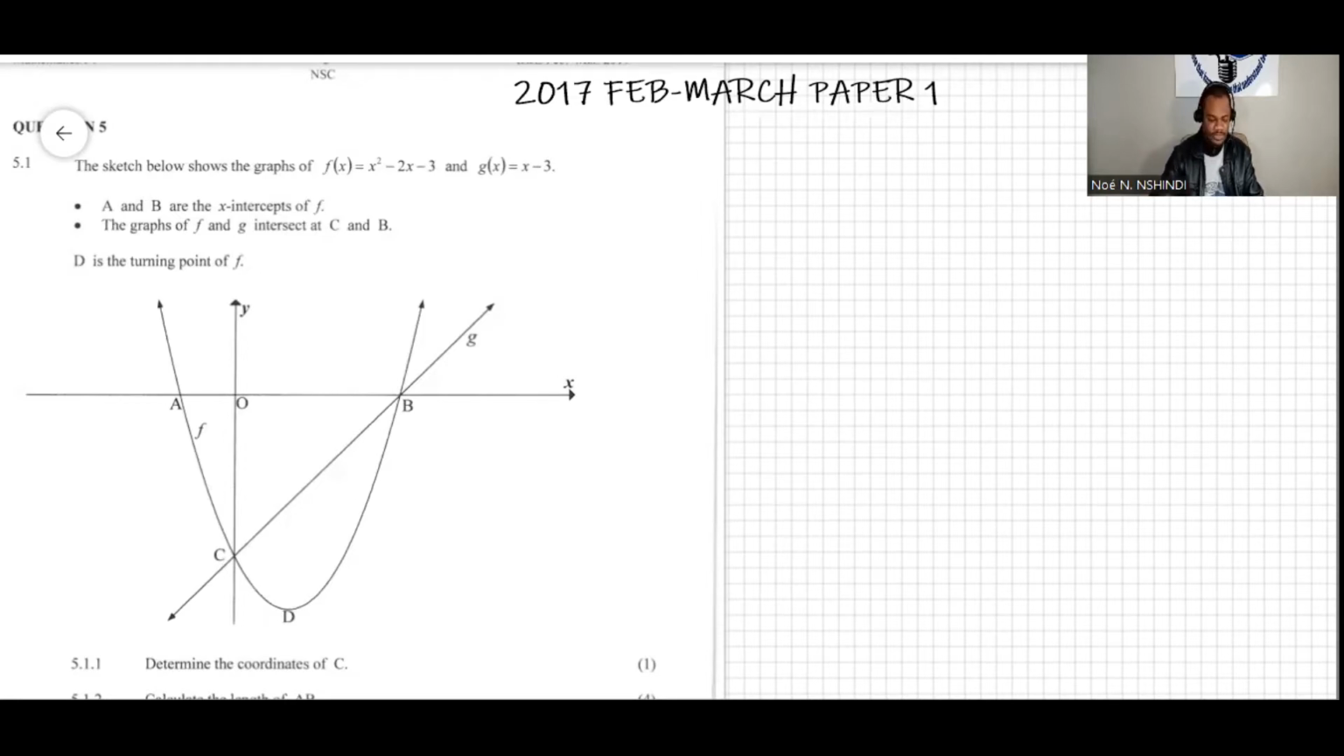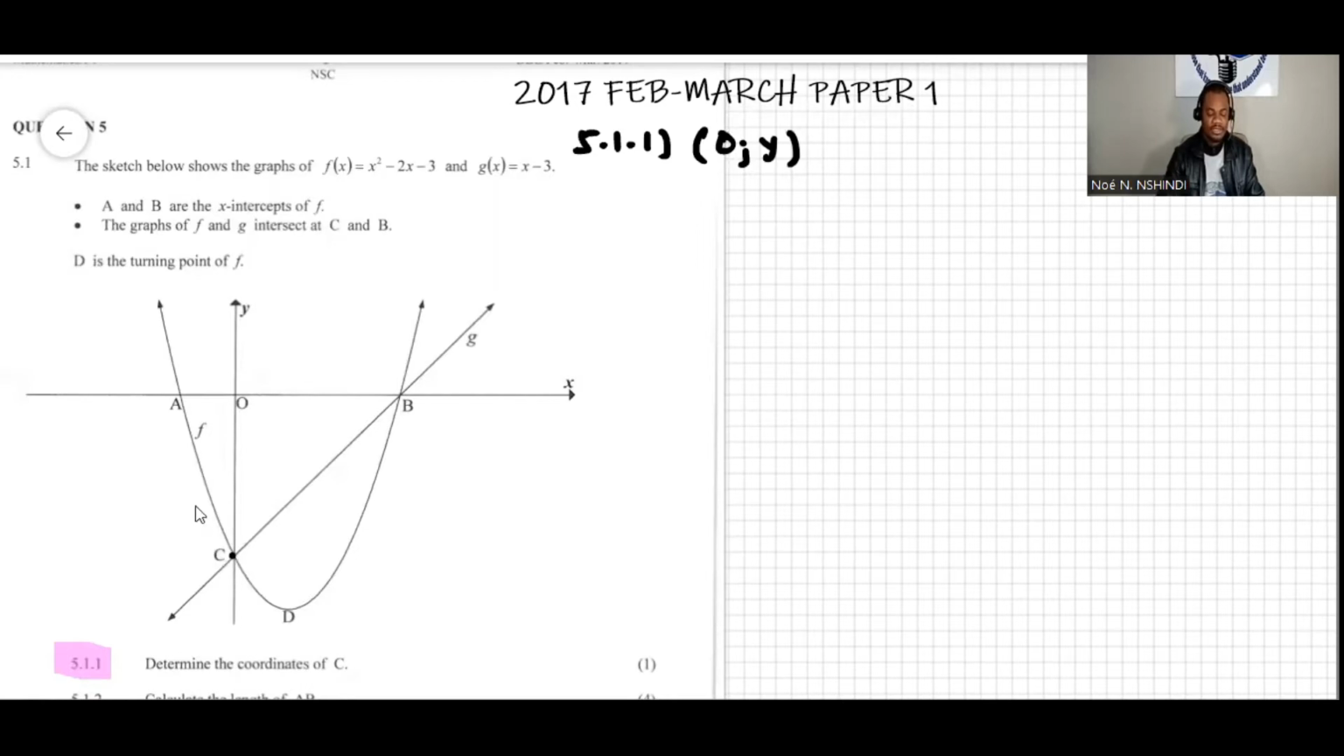On the right, my question over here is question 5.1.1. We need to determine the coordinate of C. When we look at C here, it is a y-intercept, so the x value is 0, and the y value may not be 0. Now we already know the value of x, which is 0. Now we need to find the value of y.